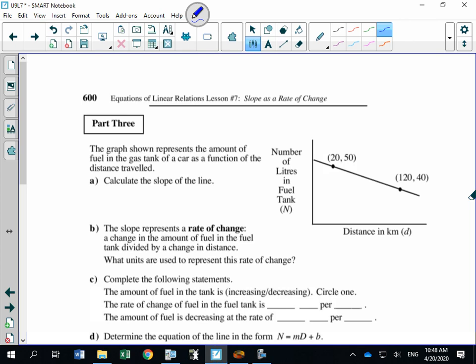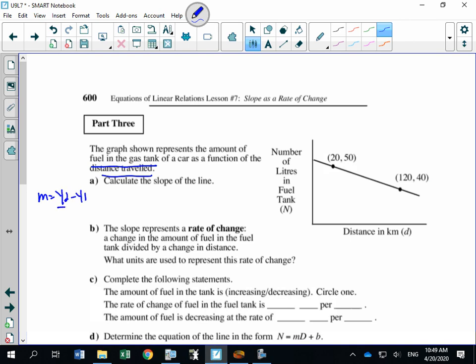So it says the graph shown represents the amount of fuel in a gas tank as a function of the distance traveled. Okay, so as you drive, your car, let's say, is on full, and the farther and farther you drive, your gas tank goes down and down, right? The amount of fuel that you have in your tank will decrease the more distance that you drive. So that makes sense. Let's calculate the slope.